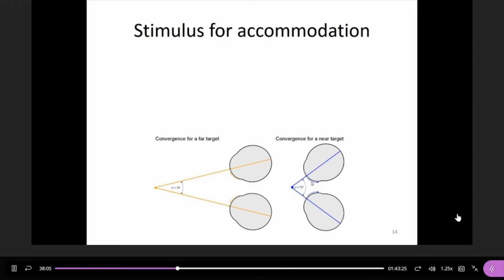And if you change it to a near object, the object will be brought closer to the patient. If you still want to fixate on it, fovea to fovea, what you can see is that the convergence increases when you're looking at the near object. So the first stimulus for accommodation comes from the retinal image.